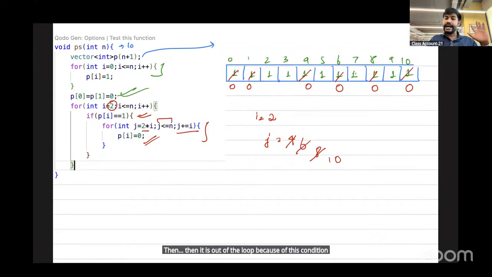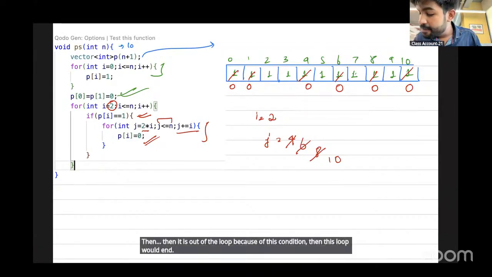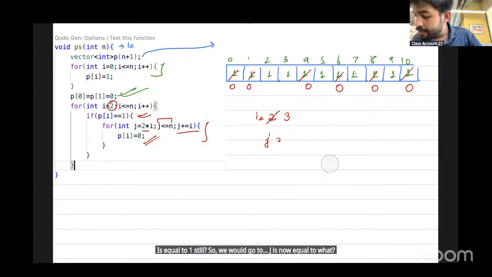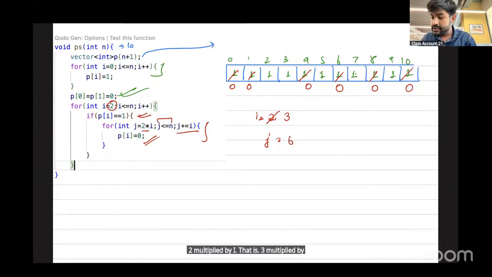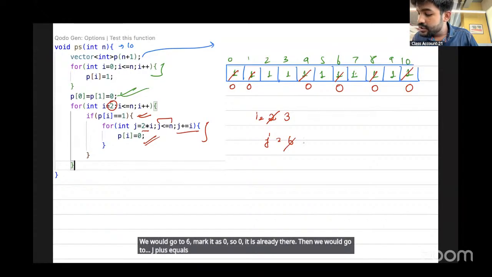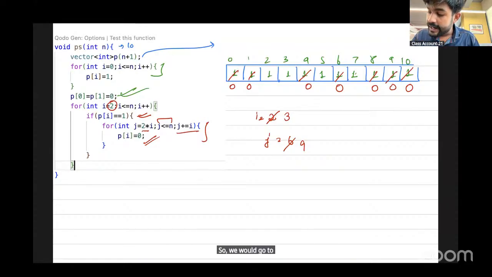Then this loop would end. Then I would be equal to 3. Now p of 3 is equal to 1 still. So we would go to j is now equal to what? 2 multiplied by I. That is 3 multiplied by 2 is equals to 6. We would go to 6, mark it as 0. So 0, it is already there. Then we would go to j plus equals to I. So it would become 9. So we would go to 9 and we would mark it as 0.